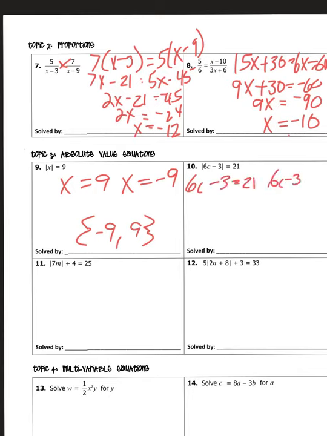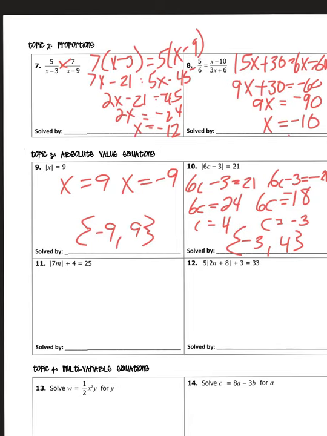and 6c minus 3 equals negative 21. Okay, in both equations, I'm going to add 3 to both sides, so this would be 6c equals 24, and here this will be 6c equals negative 18. Divide by 6 in both equations, and c equals 4, and c equals negative 3. In solution set notation, I'm going to put the smallest solution first, negative 3, 4. All right.